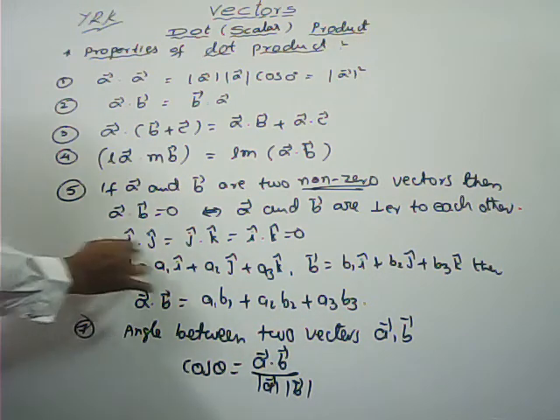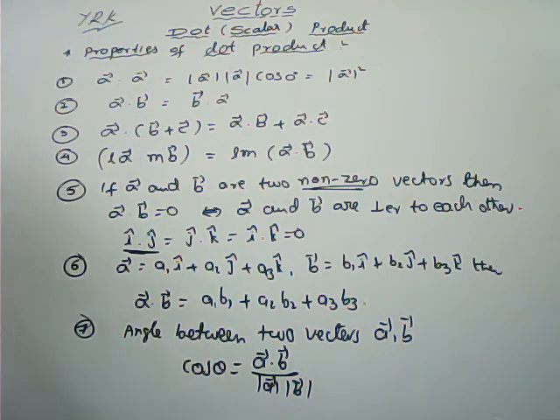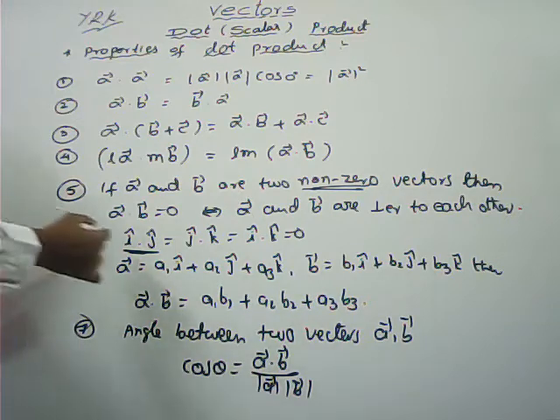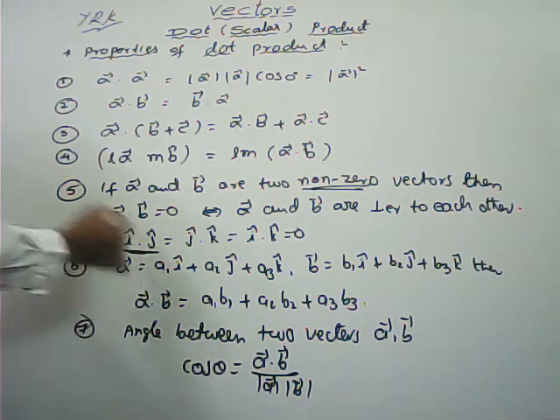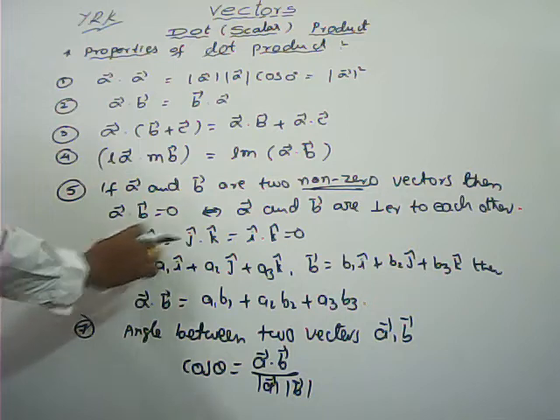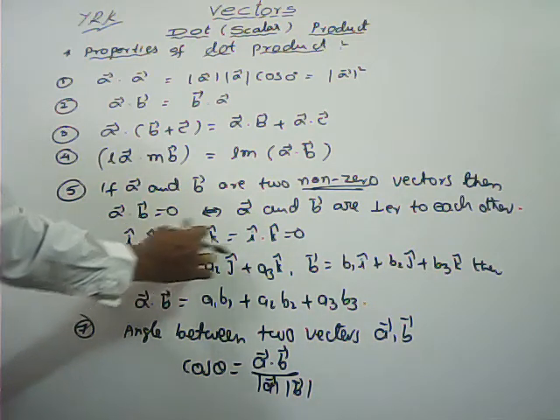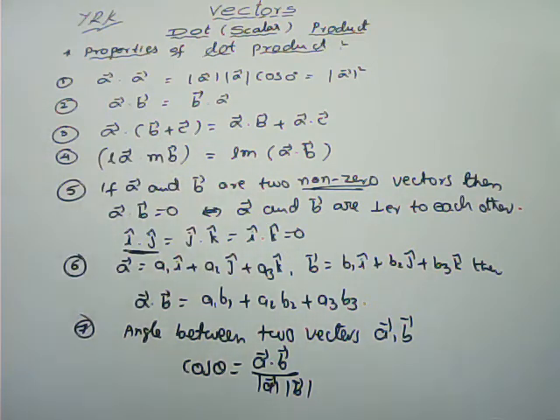Here i cap is the unit vector in the direction of the x-axis, j cap is the unit vector in the direction of the y-axis, k cap is the unit vector in the direction of the z-axis. Here x, y, z, all three are mutually perpendicular to each other. So these two are perpendicular, so what about their dot product? 0 only. These two are also perpendicular to each other, so their dot product is equal to 0.